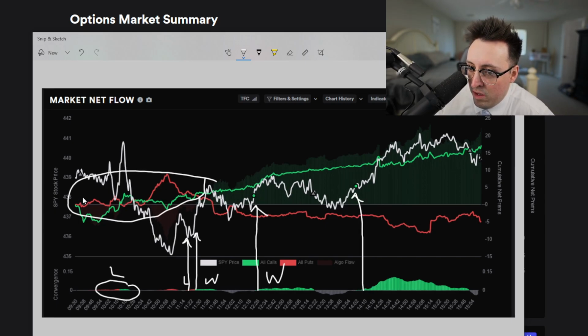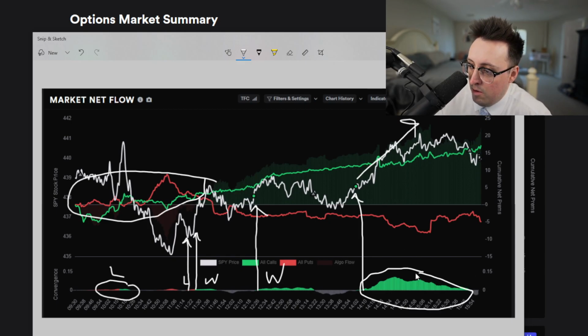And then this one was a really good one, it looks like. This one went from like 438.50 all the way up to 441. So that was almost a $3 move on this green convergence here. So that was a nice win. So we went 3, 4, 5 on Friday.